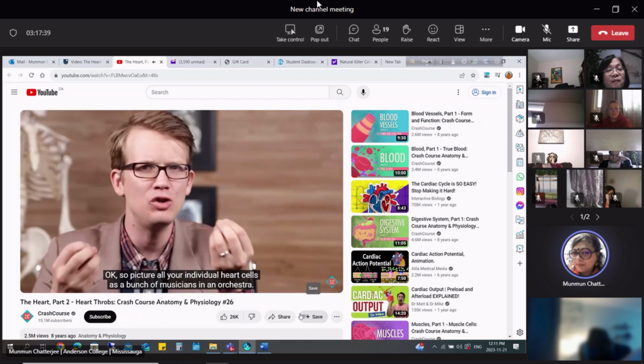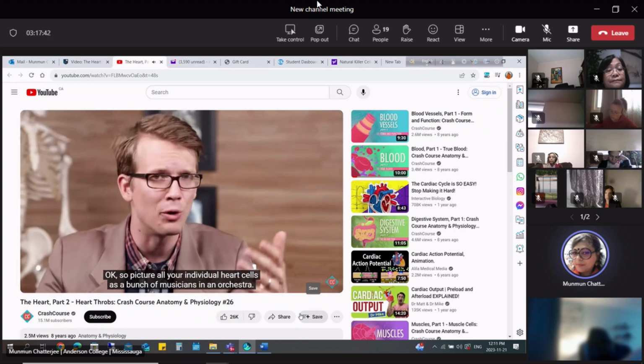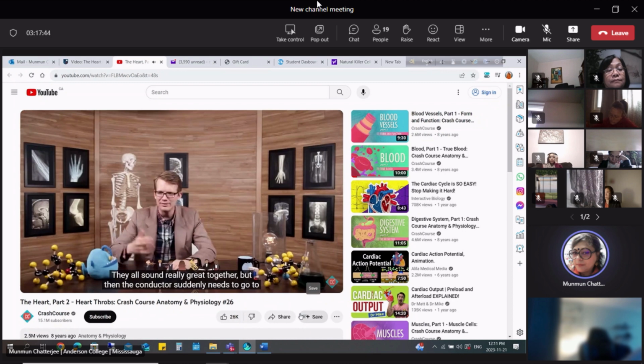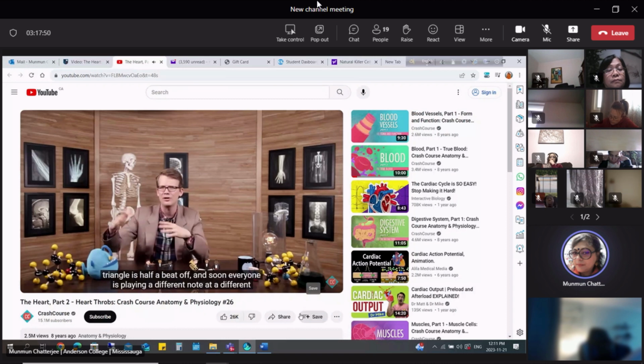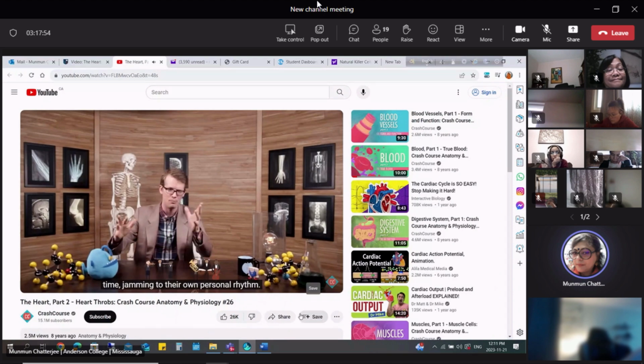Okay, so picture all your individual heart cells as a bunch of musicians in an orchestra. They all sound really great together, but then the conductor suddenly needs to go to the bathroom. And it sounds okay at first, but then the tuba gets a little weird and the triangle's half a beat off, and soon everyone is playing a different note at a different time, jamming to their own personal rhythm.